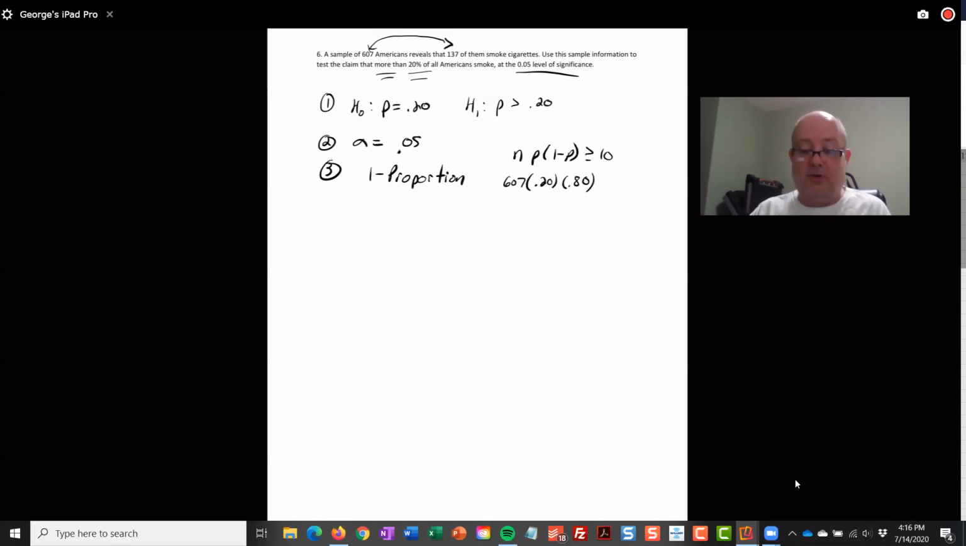I'm going to have to bust out the calculator on this one. 607 times 0.2 times 0.8 is 97.12. That is more than 10, so this condition is good, and we can do this as a standard one proportion test. When we get to StatCrunch, we're going to compute a test statistic, which is Z, and a p-value. And then we'll come back and say something about H0 and the conclusion about H1.